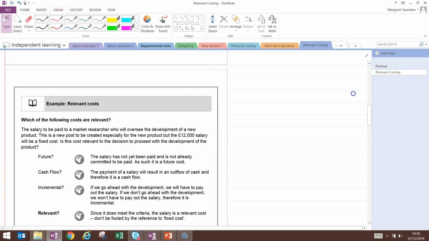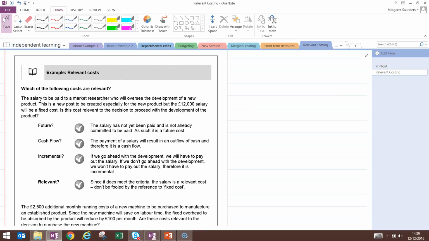So let's take a look at an example. We're going to identify whether some costs are relevant or not. So firstly, a salary to be paid to a market researcher. They will oversee the development of a new product. It's a new post. The £12,000 salary will be a fixed cost. Is this cost relevant to the decision to proceed?